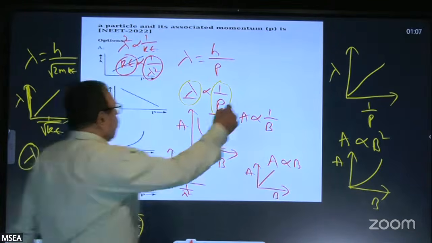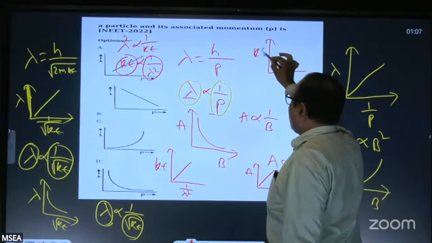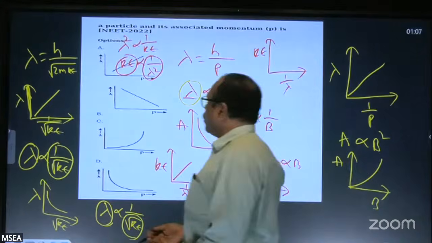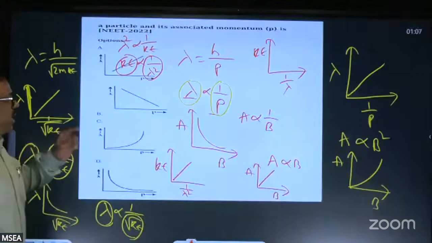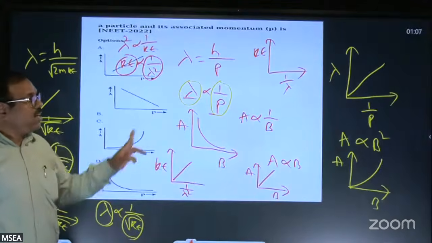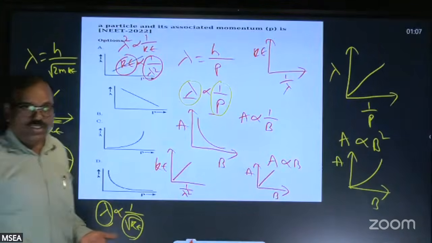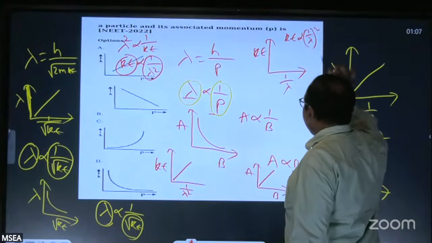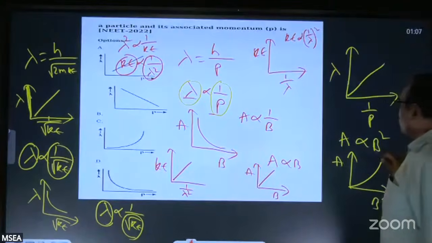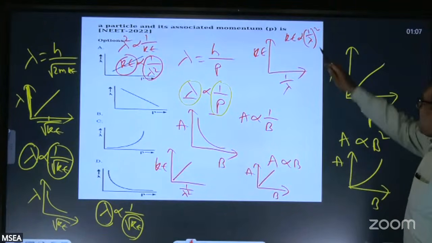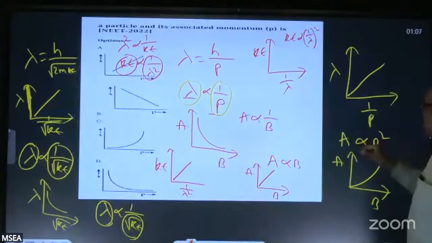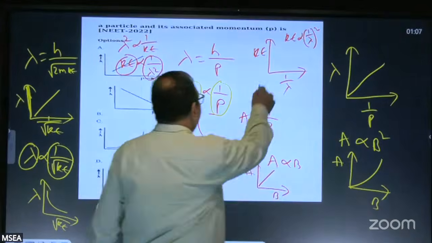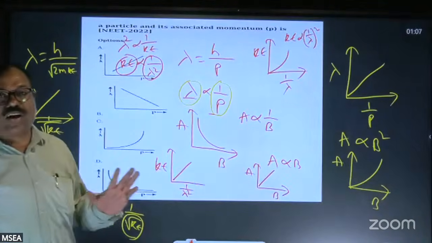And if I ask one more, they may ask any graph in NEET, let us take KE and 1 by lambda. KE to 1 by lambda square is a straight line. KE to 1 by lambda is what type of graph? KE is proportional to 1 by lambda whole square. As I told, A proportional to B square. This is KE one quantity, this is 1 by lambda another quantity, but square is there. Therefore, we get a parabola. These things you have to remember.